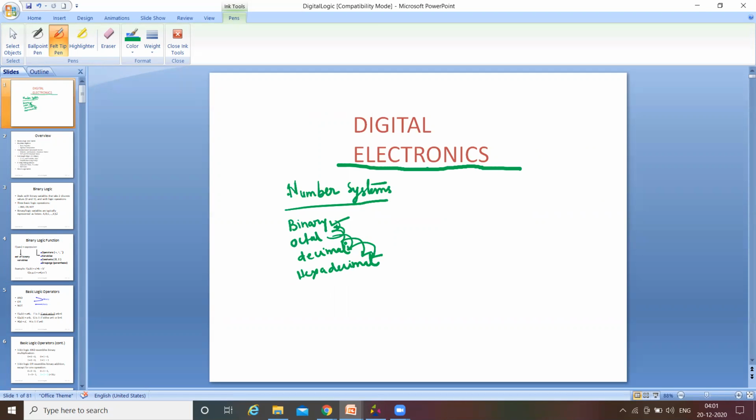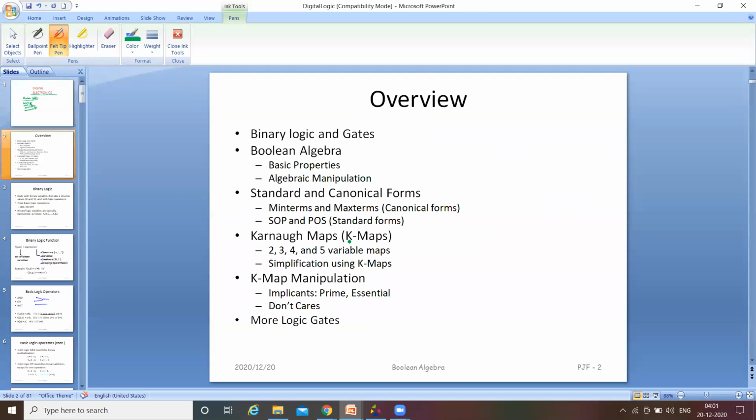And next, here we'll see the overview of my lectures. See, binary logic and gates. So what are binary logic and gates? In that, we'll see Boolean algebra and its basic properties and algebraic manipulations, and standard and canonical forms or representations of Boolean equations. What are min terms and max terms, canonical form, and SOP. This SOP means sum of products, and product of sums standard forms.